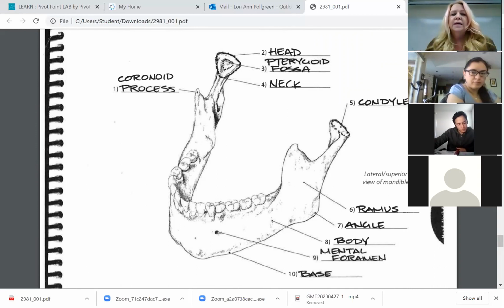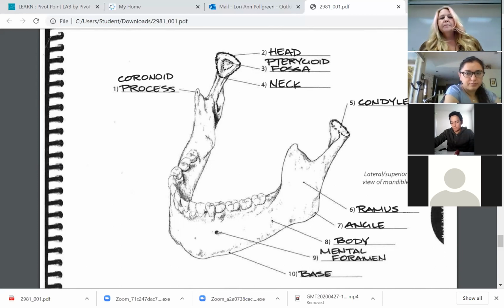It's a coronoid process. 2 is the head of the mandible. And that little space, you can see I drew dotted lines. That little space is the pterygoid fossa. Well, you guys learned about the pterygoid muscles already. We know a fossa is usually named after the muscle that lies in that little indent. And then we have the neck. If we have a head, we usually have a neck. 5, we have that condyle. And again, I put little dots so you could see it's kind of like that little facet there. 6 is our ramus of the mandible.